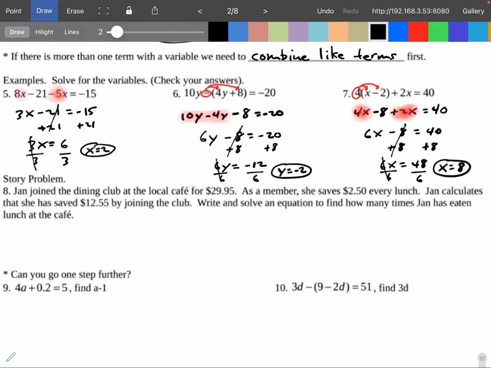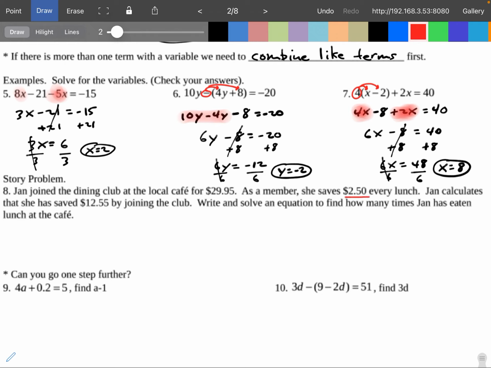Okay, this one's a little different than the ones we've been doing. This one says that Jan joined some dining club for $29.95. And by doing that, she saves $2.50 every day on her lunch. And then at some point, she figures out that she has saved $12.55 by joining the club. And we want to figure out, how many lunches did she buy in order to save that $12.55?